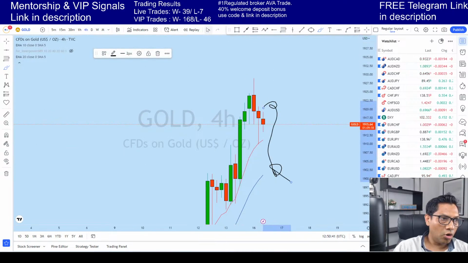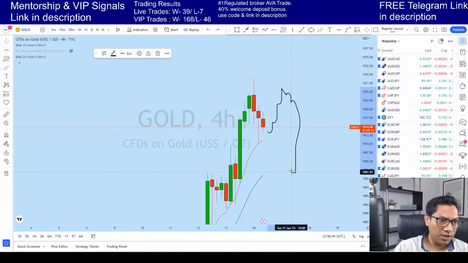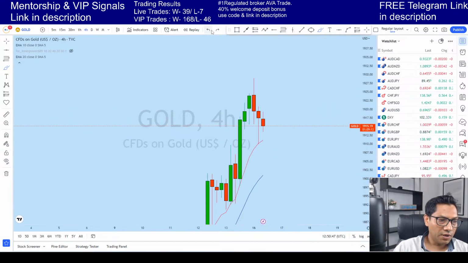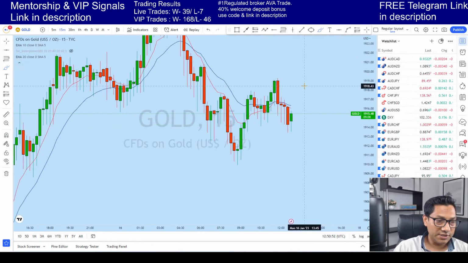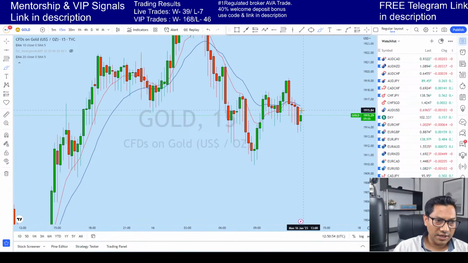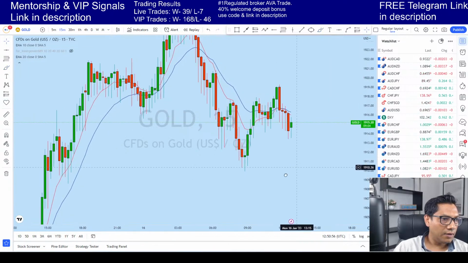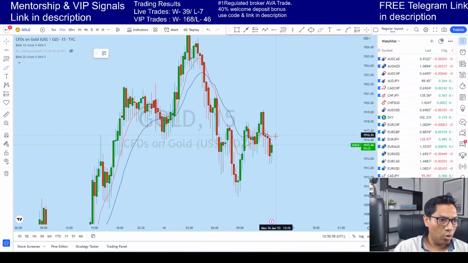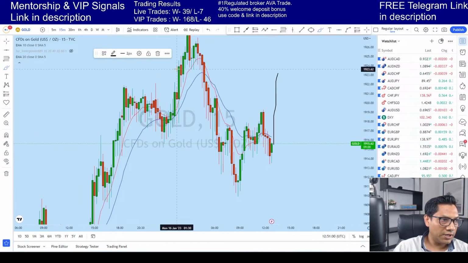Or even it could happen in the next candle, going up, grabbing liquidity and then dropping. So that could be the scenario on gold, and I think there's a high probability gold will go up again to test this neckline here.